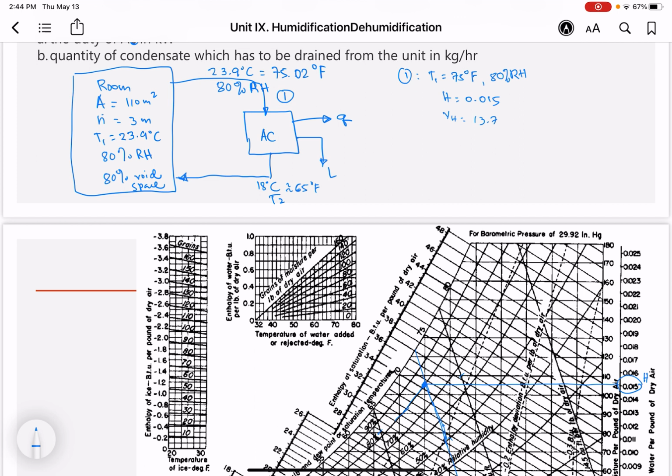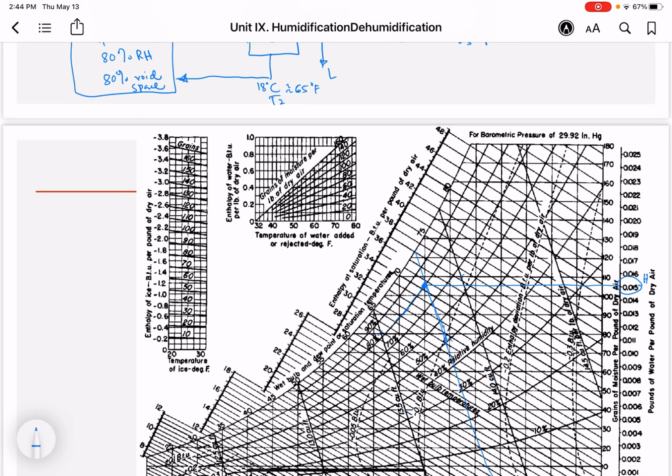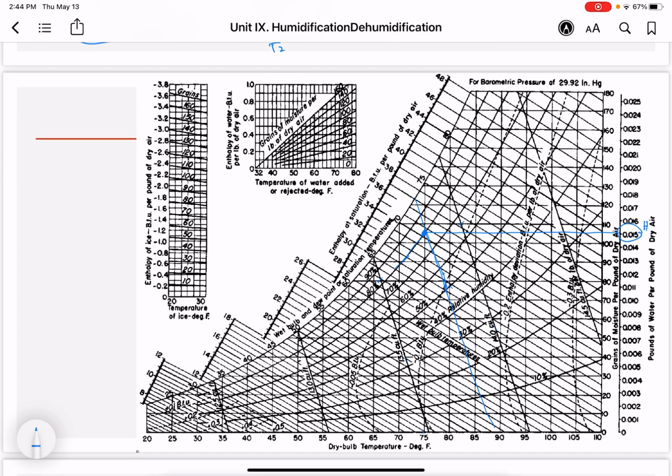At point 2, T2 is around 65 degrees Fahrenheit, 80% relative humidity. The H that I would get is, where's the 65, 80? This one. At this point, 80%. If I am to project it here, so that's around 0.0105. So ito yung area.